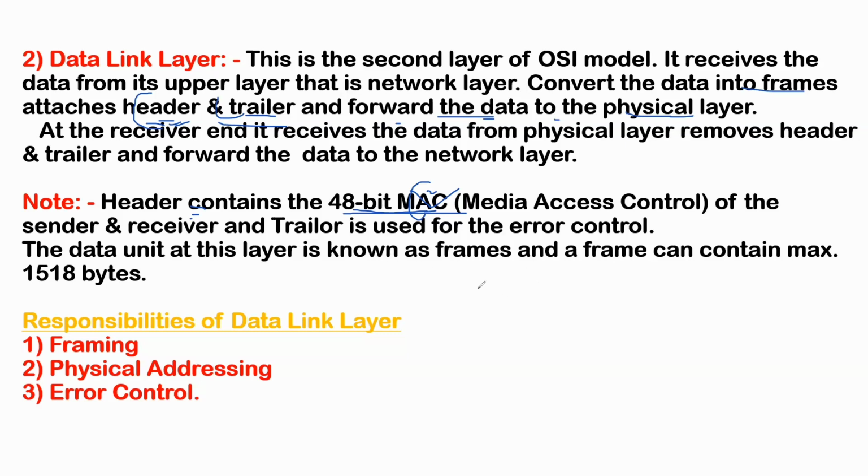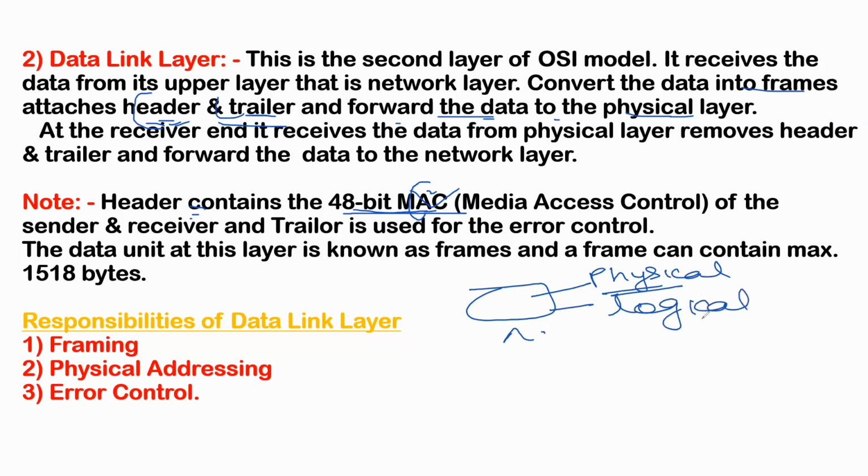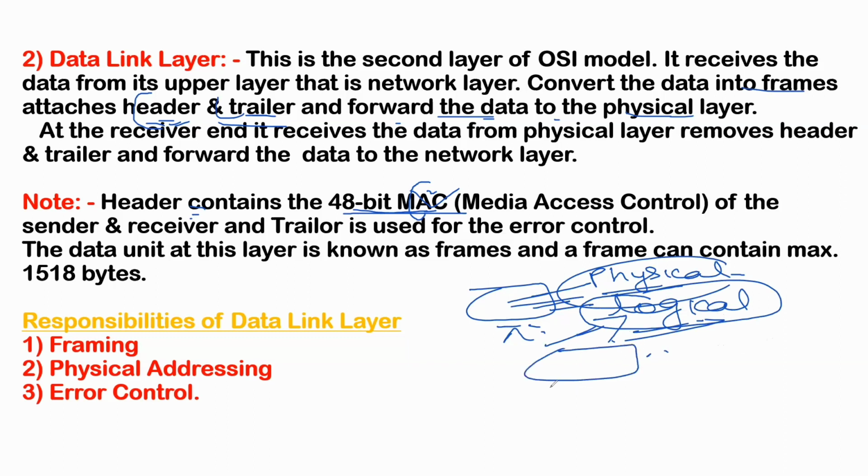Actually, any device which can connect with a network has two types of address. One is the physical address and the second is the logical address. The physical address is the identity of the device, and the logical address is used to identify the device in our network. The logical address is used for the network part. Logical address is the IP address and physical address is the MAC address.